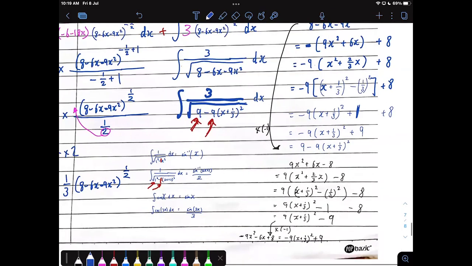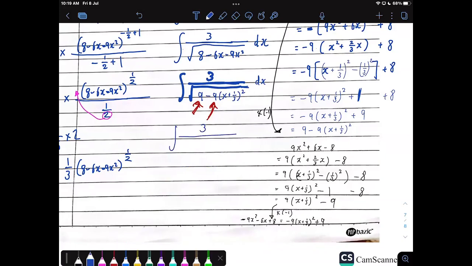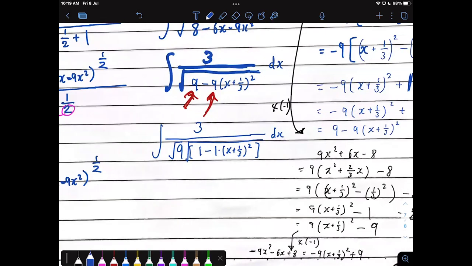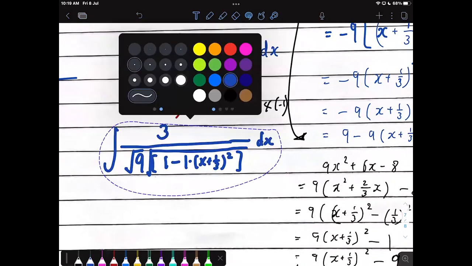Okay, I'm just going to make this disappear. You end up with the integral of 3 over, factor out the 9, what do you get? You get 9 bracket 1 minus 1 times x plus 1/3 bracket square. Take the square root. What happens when you take the square root of a product? Square root 9 times square root of the bracket. It just becomes the square root of each factor, like this. Does it make sense? Is it too thin? Can you see? Okay.